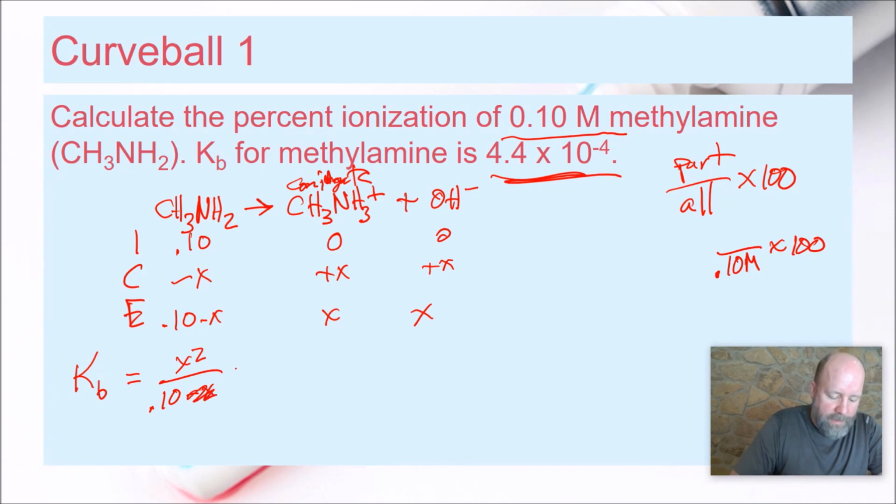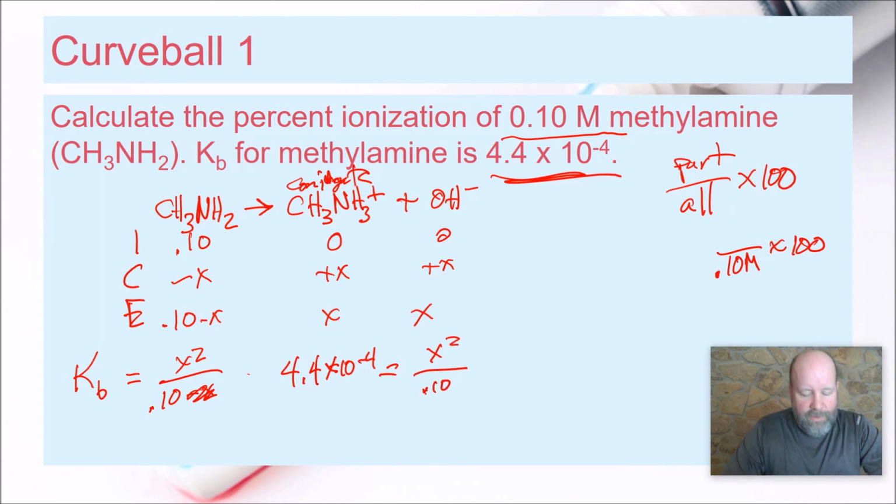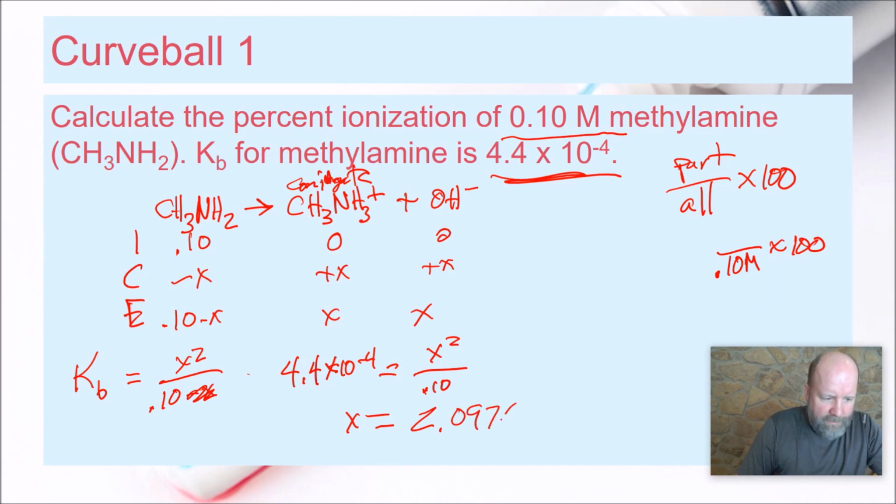So what we're saying here is 4.4 times 10 to the negative fourth, this is Kb, is going to be equal to x squared over 0.10. That's pretty easy math as far as that goes. I mean, the square root's going to be a bit, but we can solve that too. We're going to multiply both sides by 0.10. We take the square root of both sides, and we're going to find that x is equal to 2.1. Maybe we should not round it so much. 2.0976 times 10 to the negative third.